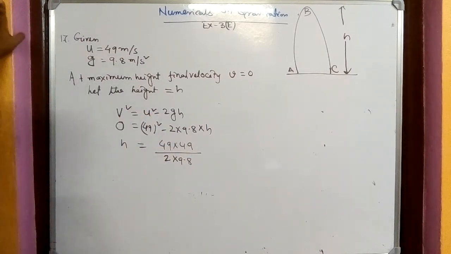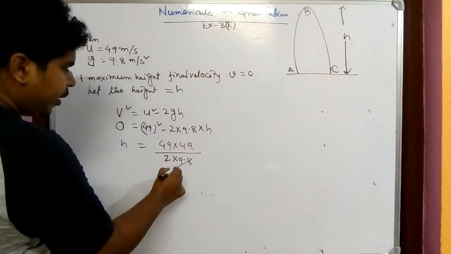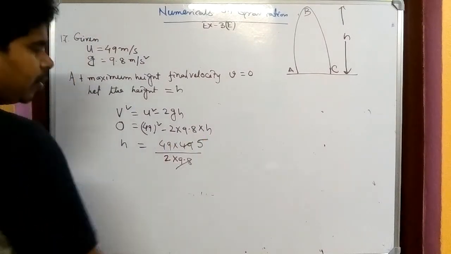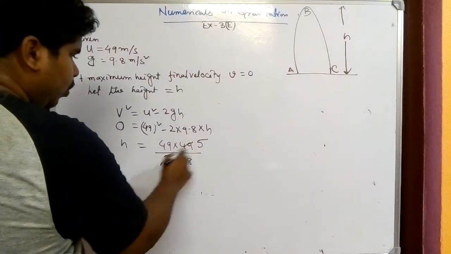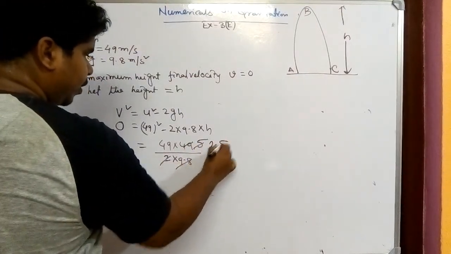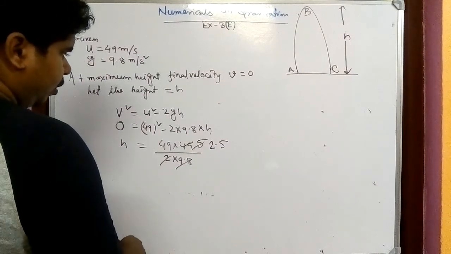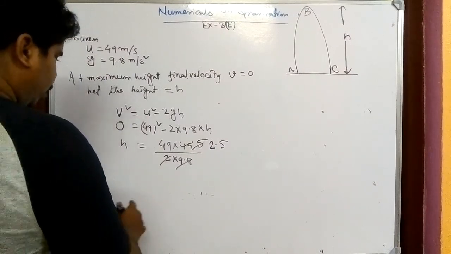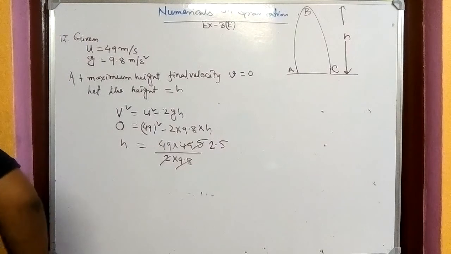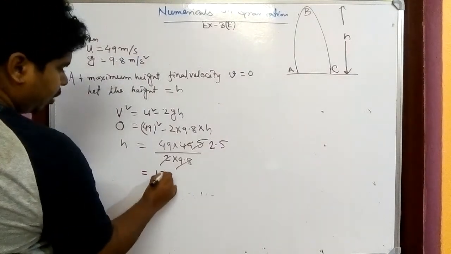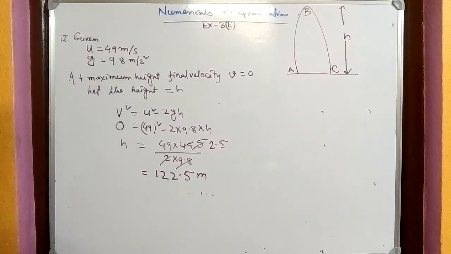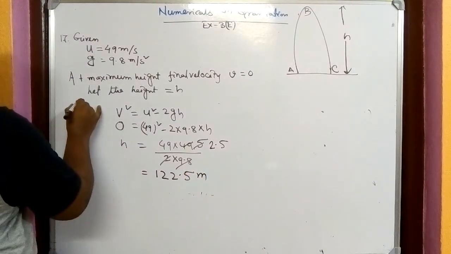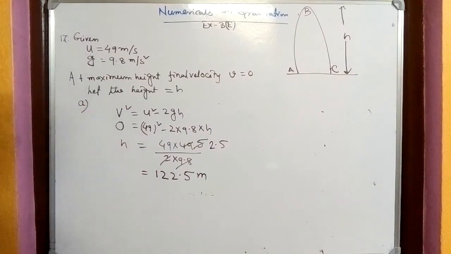So let's calculate it. 9.8 into 5 is 49, and here it is 2.5, and if you calculate it is 122.5. Let's see the question. Yes, it's right, 122.5 meters. So that is the first answer you have already got, up to how much height it will reach.